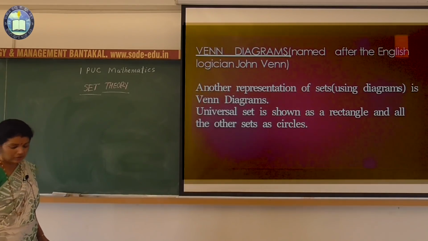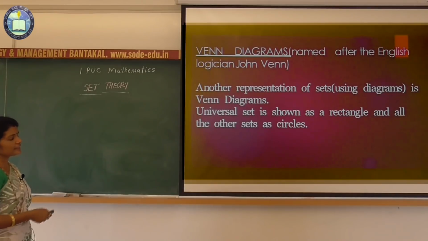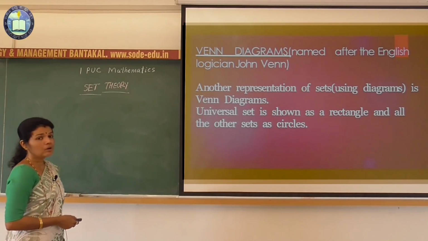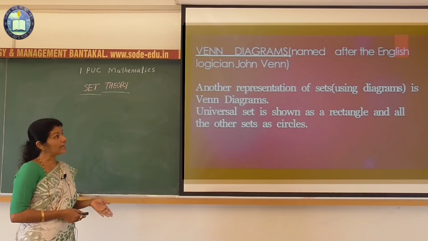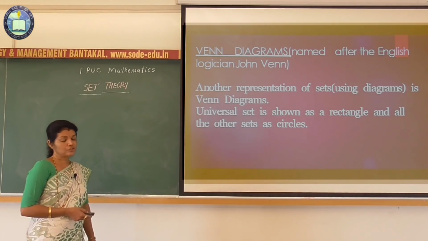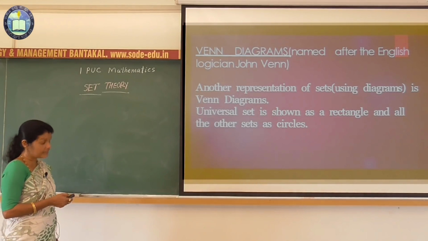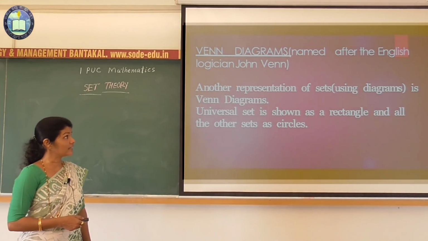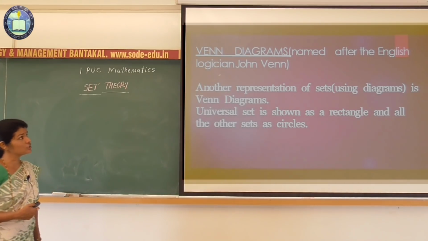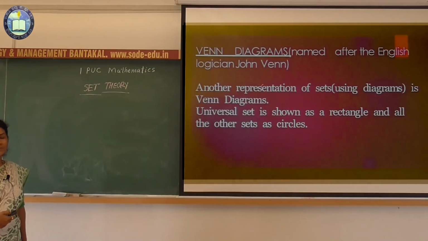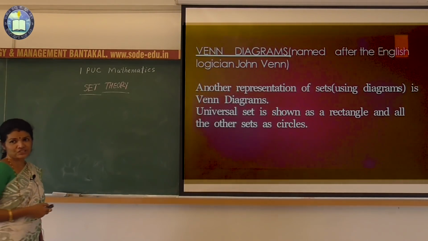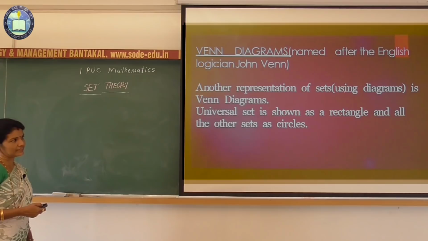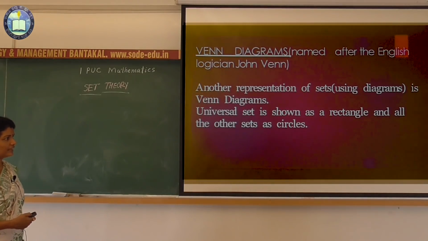So till now we have studied set operations: set union, set intersection, difference A minus B, B minus A, and complement also, right? Now all these set operations can be represented using a diagram. So the diagrammatic representation of sets is named after the English logician John Venn. Okay. So the diagrammatic representation of sets is called a Venn diagram.